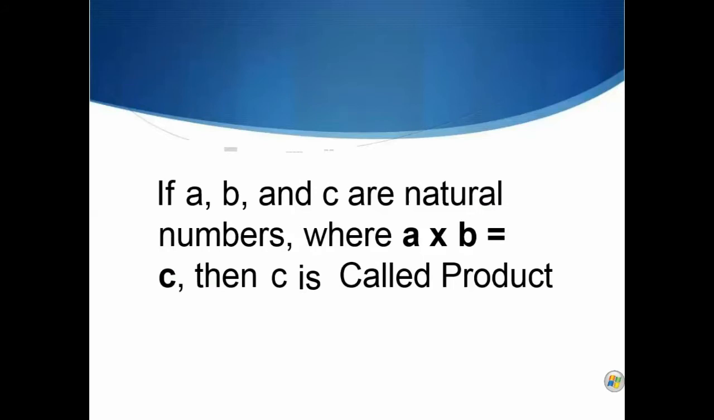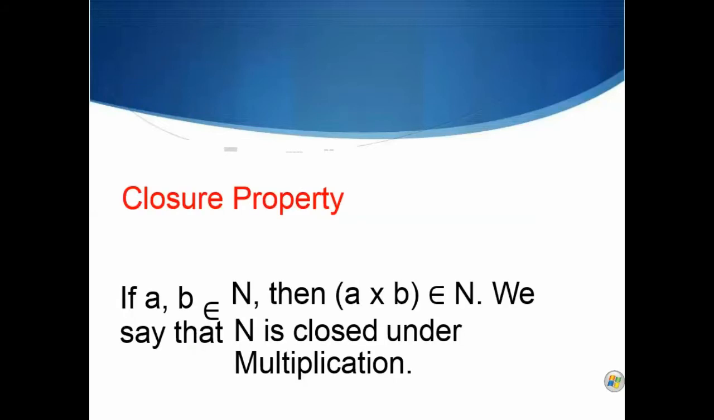If A, B, and C are natural numbers, where A multiply B equals C, then C is called the product. So the result from the multiplication operation is called the product. Now we are going to talk about the properties of the multiplication. The first property is called the closure property, which looks like the addition property. If A and B belong to N, then A multiply B belongs to N, so we can say that N is closed under the multiplication.